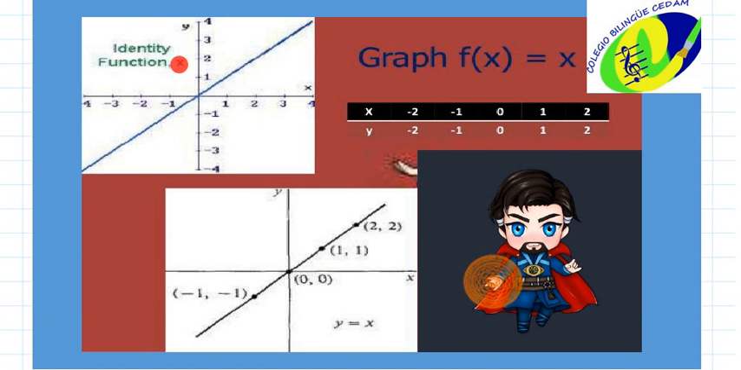Identity function. An identity function is when the value of x is the same as the value of y. Let us see the chart. When x is minus 2, y is minus 2. When x is minus 1, y is minus 1. When x is 0, y is 0. So in this case, y equals x, and the base pairs are here, the coordinates.